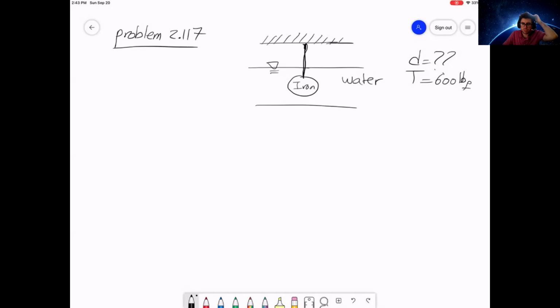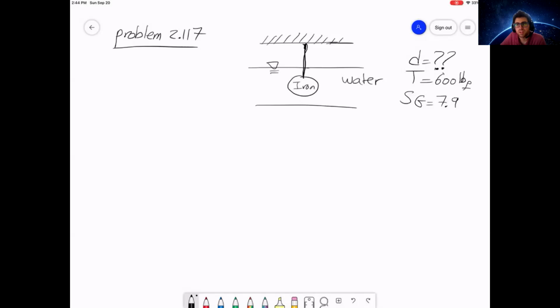What else is given? We need the specific gravity of this iron ball. Specific gravity is 7.9. Okay, so do we have all the givens? We have tension, and we have specific gravity, and we're looking for diameter. Yes, so that's the problem. How would you approach this problem?